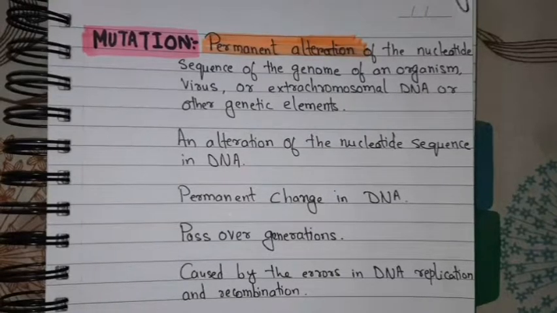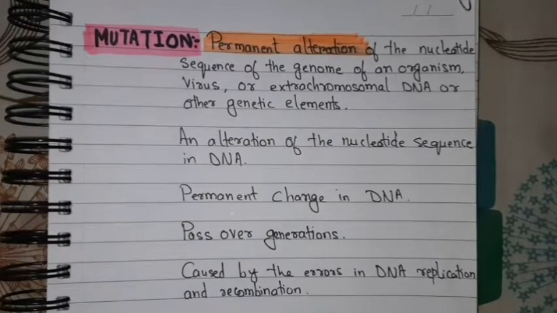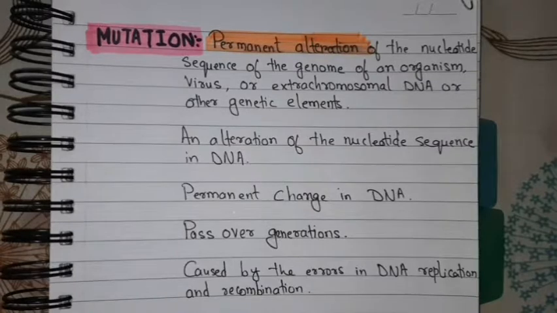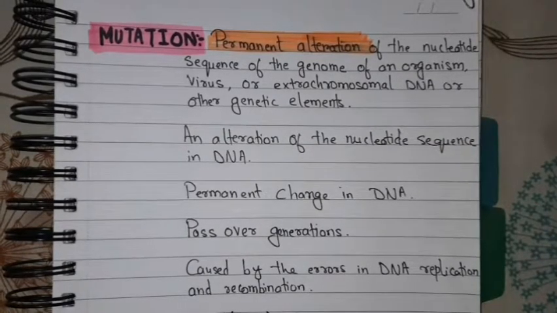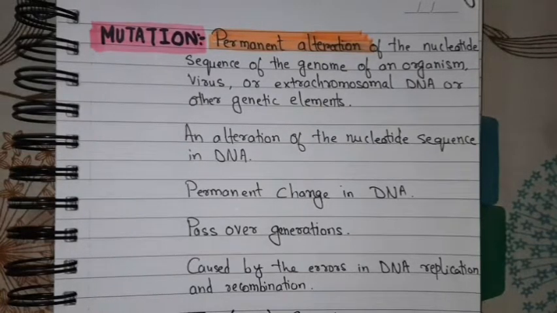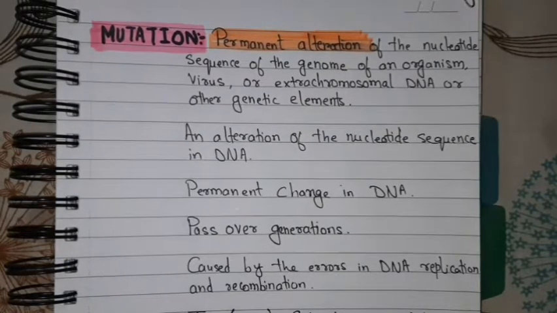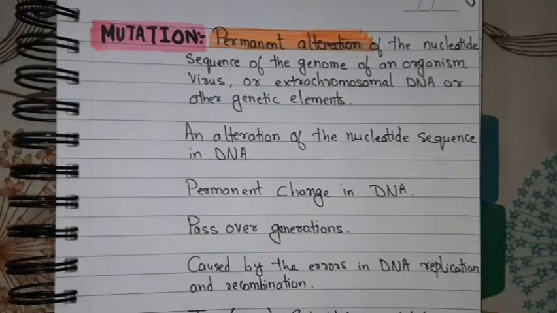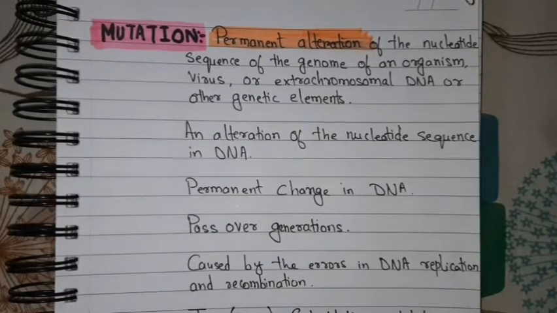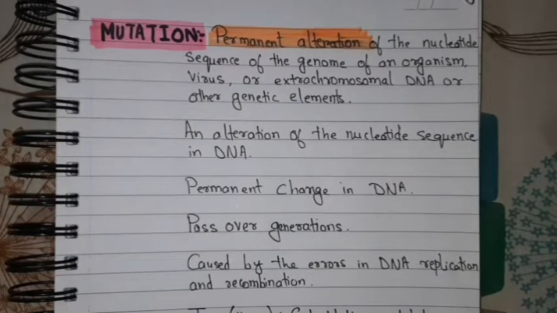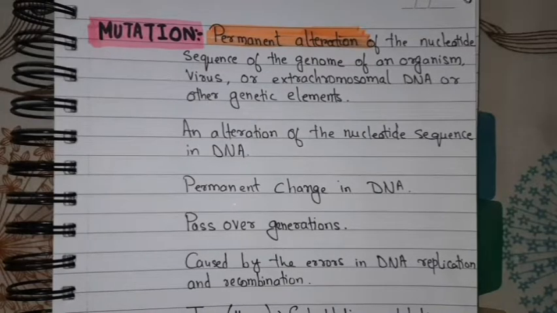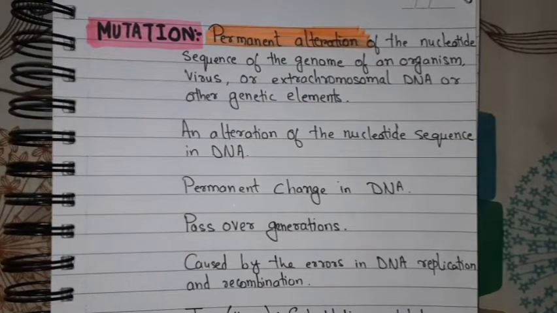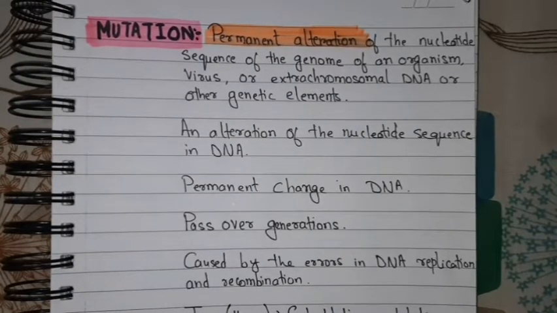And talking about mutation, what is mutation? It is a sudden change in DNA, which you have no idea about. It occurs suddenly. It is a permanent alteration of the nucleotide sequence of the genome of an organism, or virus, or extrachromosomal DNA, or other genetic element. And this alteration of the nucleotide sequence is a permanent change in DNA, and it passes over the generations.